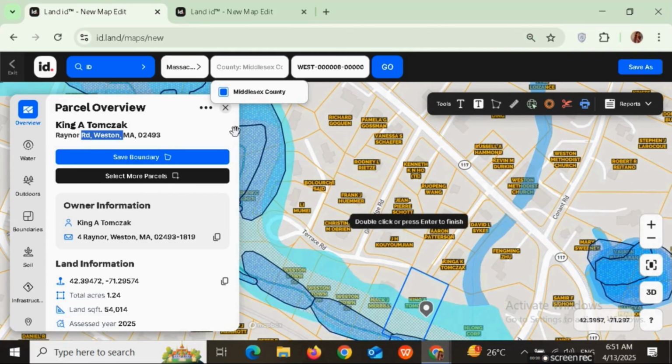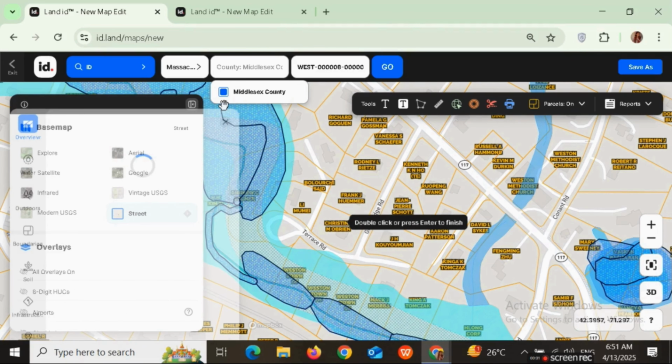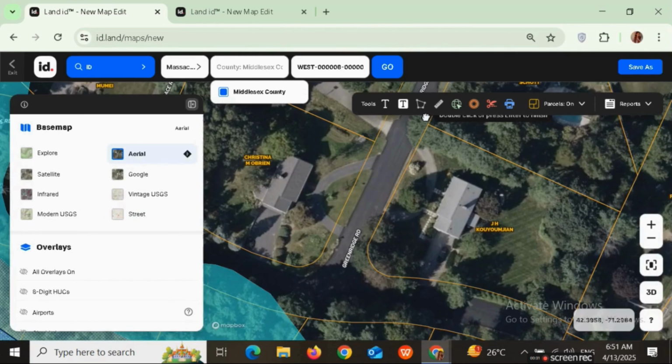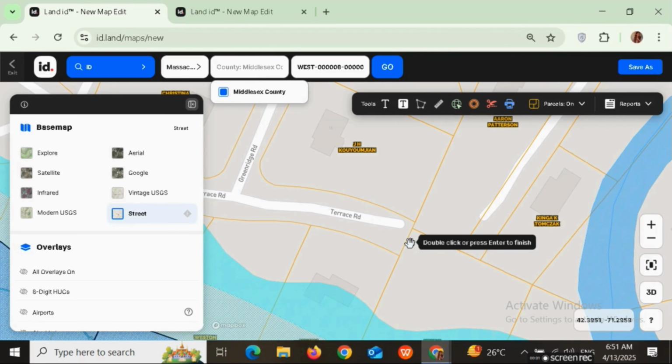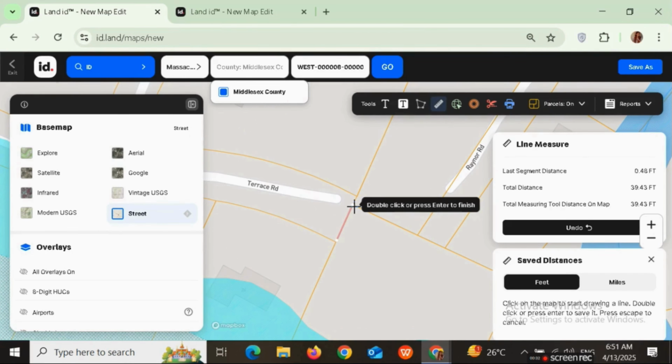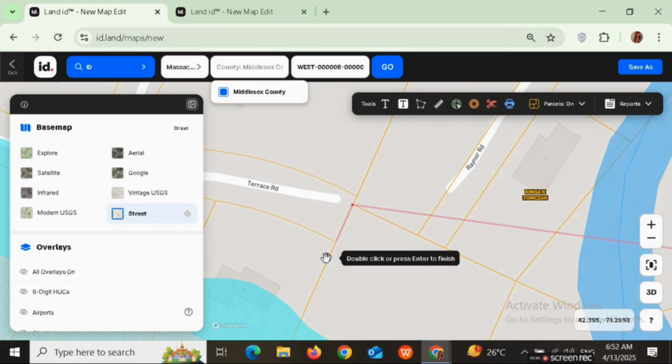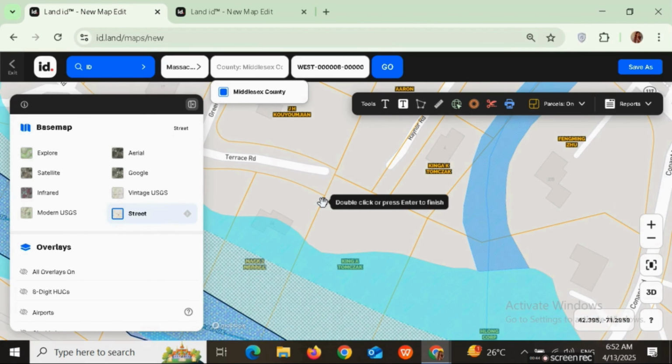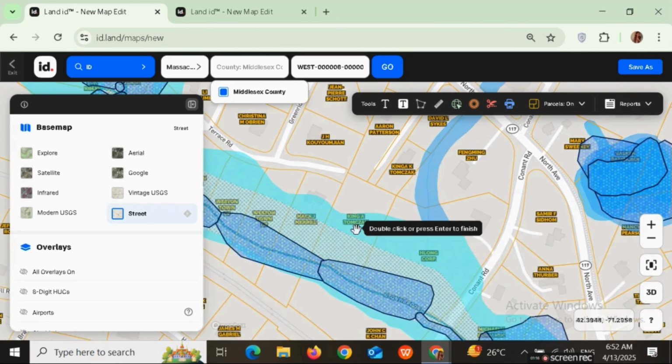Let's confirm with the area base map. So yes, it is a frontage with a real road, so I should measure it. There is a line measurement tool, and I have to measure. It is 39 or 40, so I wrote here 40. It is the usual thing.